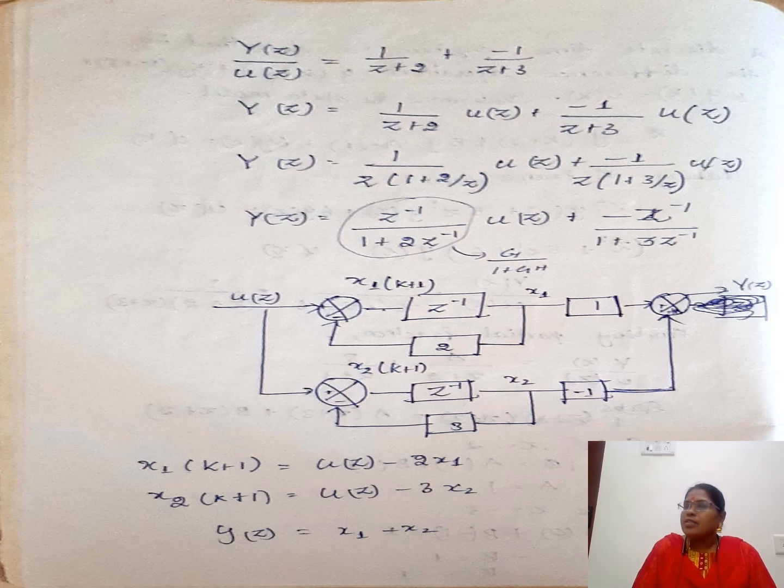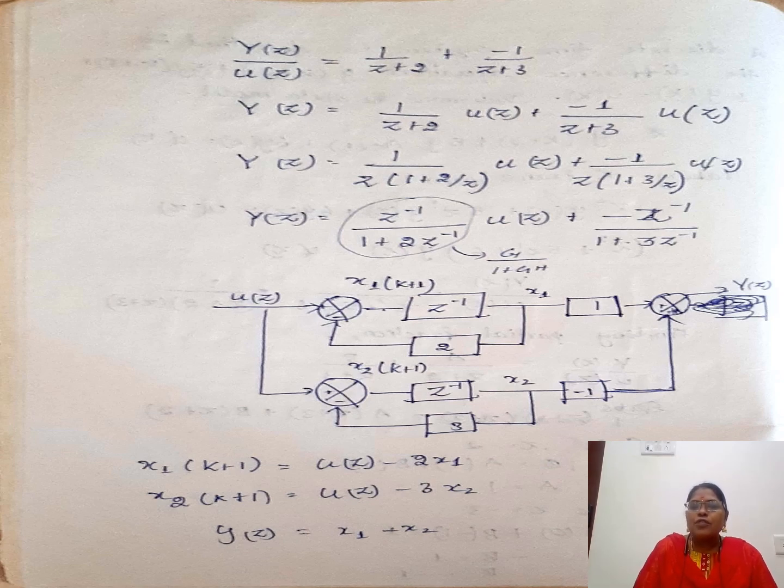Then after finding this a and b value, substitute in this equation. So you will get 1 by z plus 2 minus 1 by z plus 3. Bring this u of z to that side. So this is the equation you will get. After this, I am just going to convert this into 1 by z, 1 plus, I'm taking this z term outside. And so you will get 1 plus 2 z inverse. And this becomes 1 plus 3 z power minus 1.